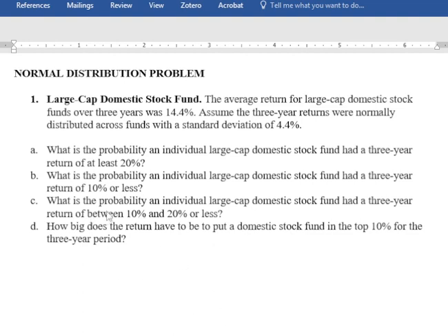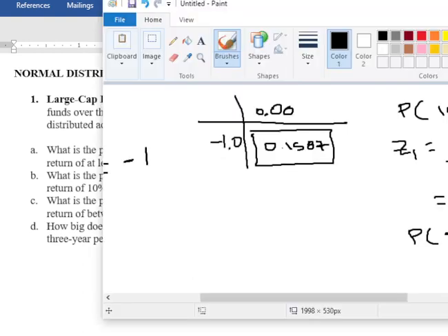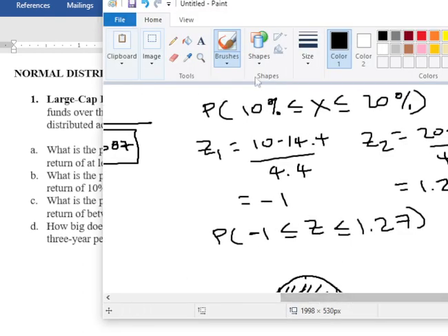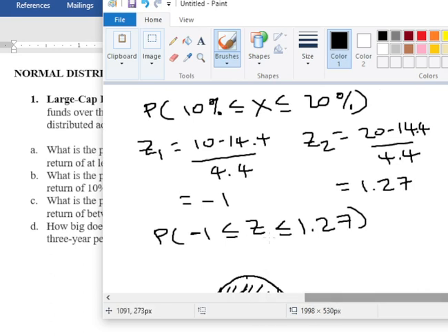In part C, we have to find the probability that the return is between 10 and 20%. So now this is between. So let's go through how we do that one. In this case, we again start by writing our probability statement out. So probability that 10% is less than X, less than 20%. This time we have two X values. So we want to go ahead and convert both to Z. So in this case, convert 10%. Convert 20%, we have -1, 1.27, and then we rewrite our statement in terms of Z. And so this is what we have.